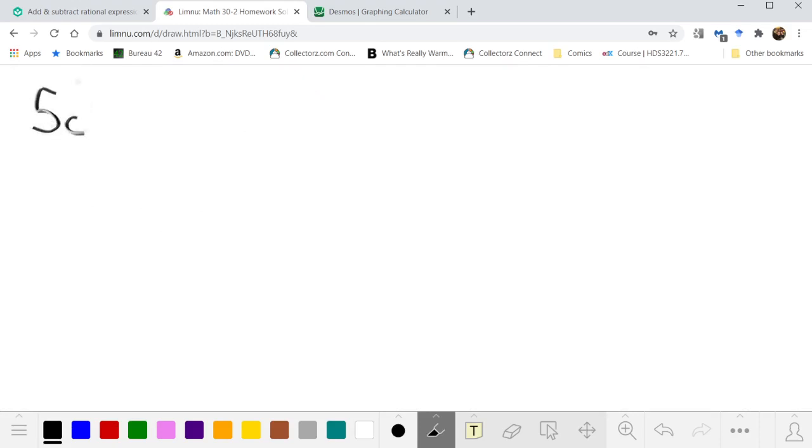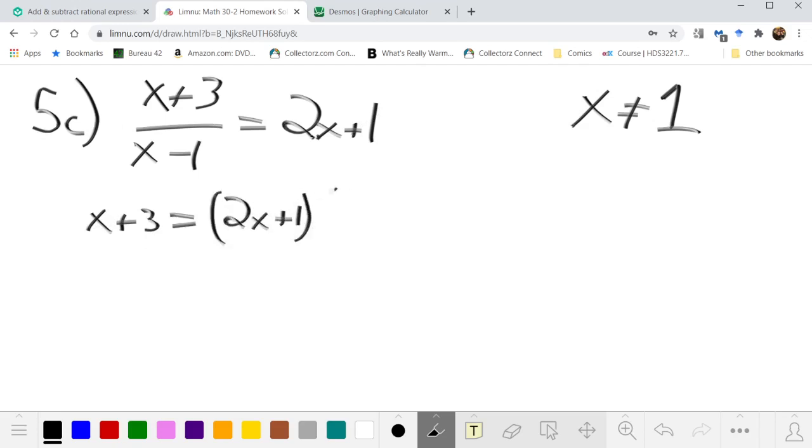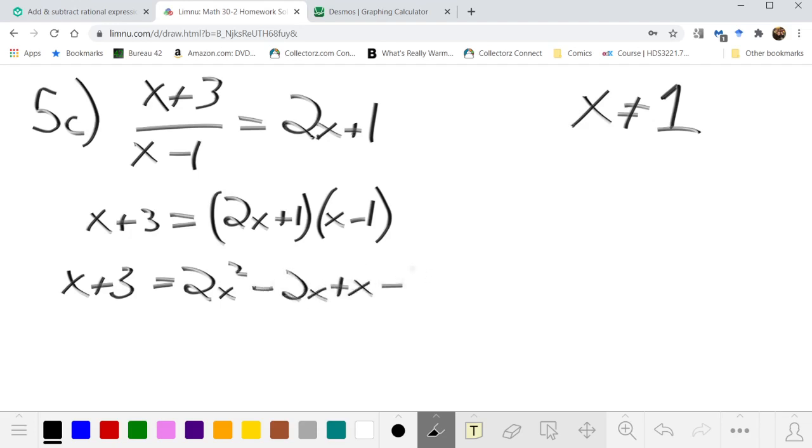For 5c, we have x plus 3 over x minus 1 is 2x plus 1. Still only one denominator, so x is still not permitted to be 1. When we multiply this out, multiplying both sides by x minus 1, our left reduces again to x plus 3. Our right-hand side becomes 2x squared minus 2x plus x minus 1.